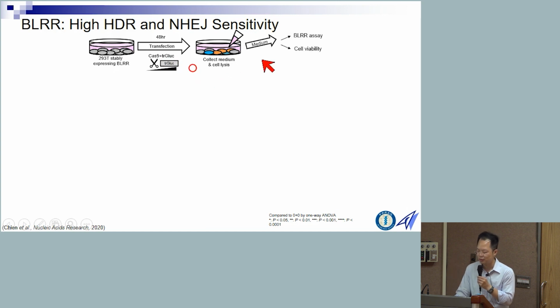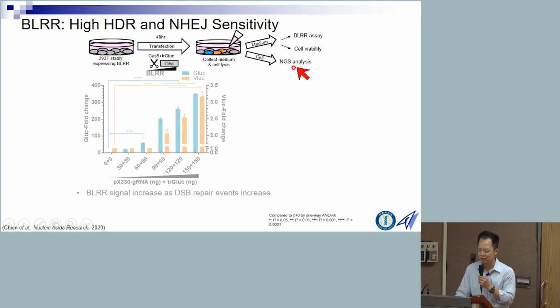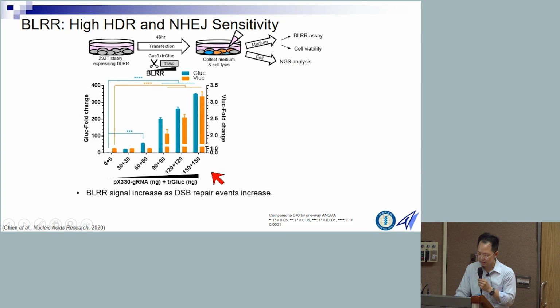That was the best one. And then we did both BRR assay normalized to the cell viability, and we also did NGS analyses. And this was what we found: as the concentration of the guide RNA plus the donor template increases, we do see an increasing trend of the HDR. And similarly, we also saw an increasing amount of NHEJ.